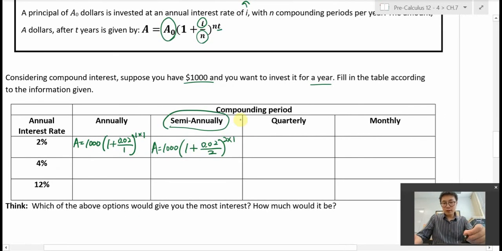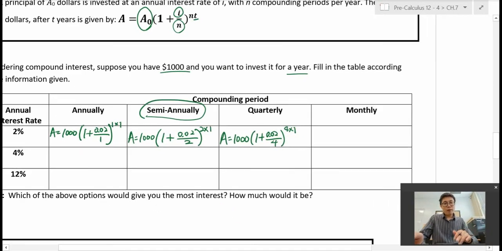Quarterly, so again, similarly, you plug in the same numbers, except the value of n is going to be different. Because it's quarterly, it means we count the interest 4 times a year. So now n is 4, 4 times 1. Monthly, you know what that means, right? It means you count interest every month. So that means we have 12 months, therefore n is 12, 12 times 1. It could also be bi-weekly, weekly, or daily, okay?